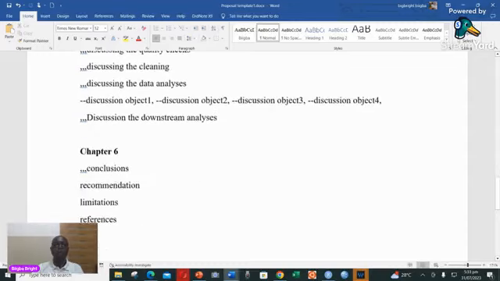Then you go to your conclusion. That's your chapter 6, and then you write your conclusion. That is where you write, or some people start with a summary. You summarize everything that you have written in chapter 5, which is your discussion.